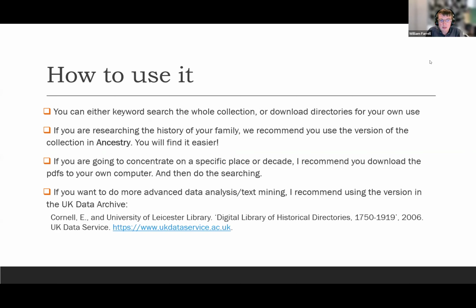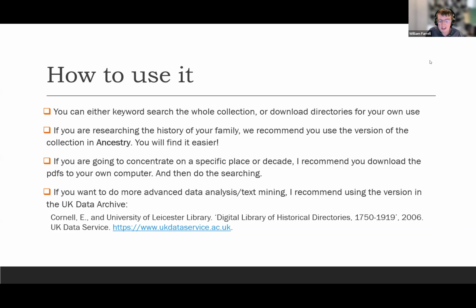So some of this I've already said. I would say to anyone who's researching the history of their own family or somebody else's, or researching surnames, I would strongly recommend you use the version in Ancestry. So we licensed our collection to Ancestry some years ago, and it forms the core of their collection, which I think is called Trade and Street Directories. There are other directories added to it, but it's the core of that collection which they have built up. So if that's your core interest, I strongly recommend using the Ancestry version. You will find it easier and quicker to search. Particularly if you want specific people, you will find it easier.